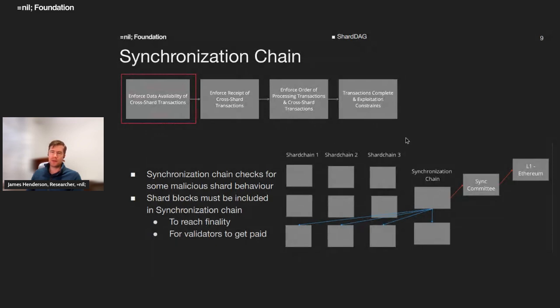the ShardDAG. And the key point really is that in our system, the way it works is that the synchronization chain, each block includes blocks from the various shard chains. And because zkSharding is going to be Ethereum layer 2, there's some sort of sync committee that aggregates the state updates from these different shards and then puts them on the L1. And so really the key point here is that if you're a block builder in one of these shards and you want your block to get finalized, it has to get included in the synchronization chain.